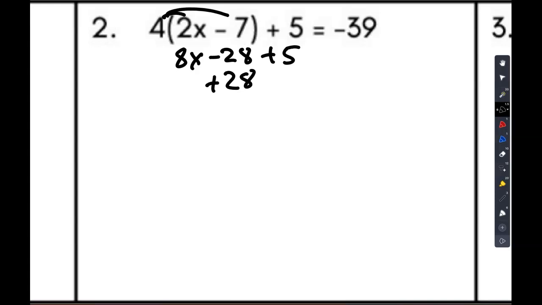Add 28 on both sides. Oh, went too fast there. Like terms here. Here, there are no variables, but they're both constants. So we're going to add those two together, and we get negative 23. So 8x minus 23 is equal to negative 39.